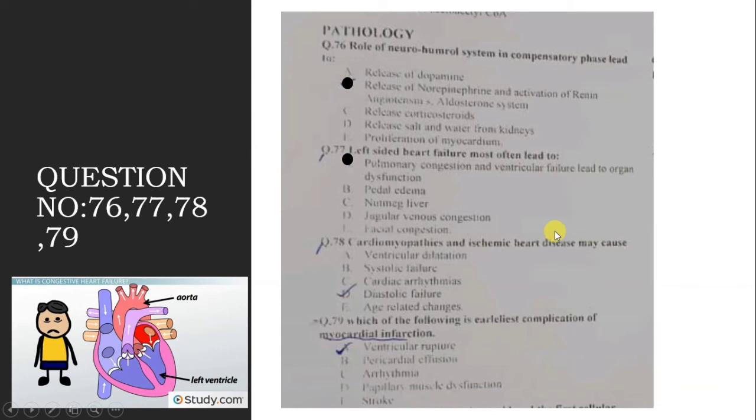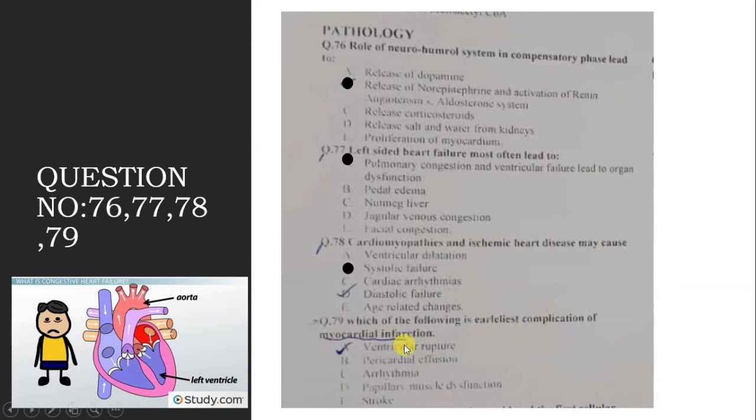Cardiomyopathies and ischemic heart disease may cause ventricular dilation, systolic failure, cardiac arrhythmias, diastolic failure, and age-related changes. Cardiomyopathies and ischemic heart disease, also called myocardial infarction, lead to systolic heart failure.